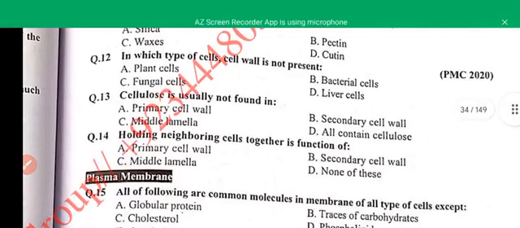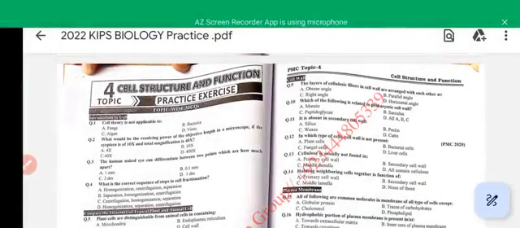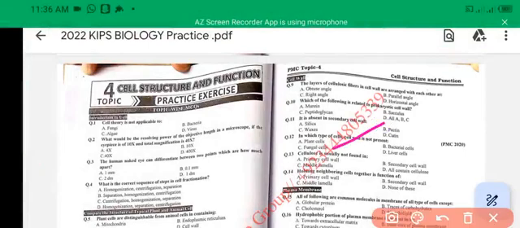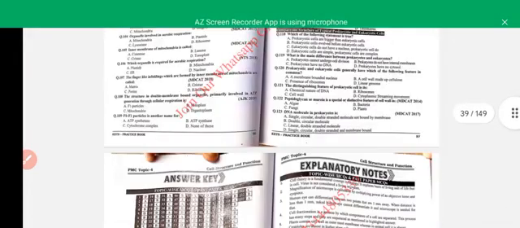Cellulose is usually not found in which? The primary cell wall and secondary cell wall both contain cellulose, but the middle lamella does not contain cellulose. Holding the neighboring cells together is the function of the middle lamella, which is the first to be formed between the primary cell walls of neighboring cells. The correct option according to the key is C.